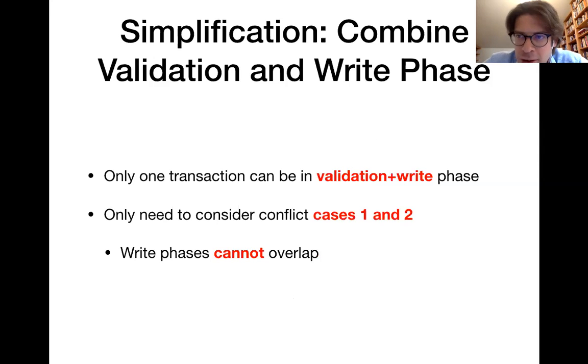One simplification that people often make in implementations in practice is that we combine the validation and write phase essentially into one single phase. Then we need to make sure that only one transaction can be in this combined validation and write phase at the same time. So while one transaction validates and writes, other transactions are blocked from access to the public database. If you do that, the conditions simplify. You only need to consider the first two of them. This simplification is often encountered in practice.